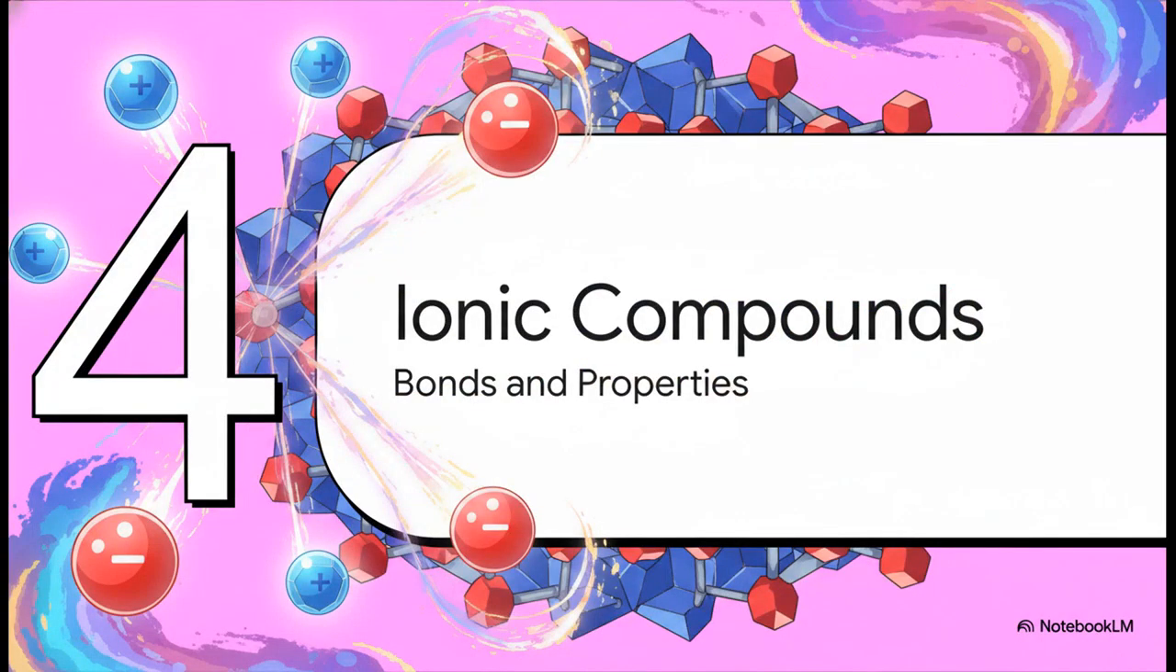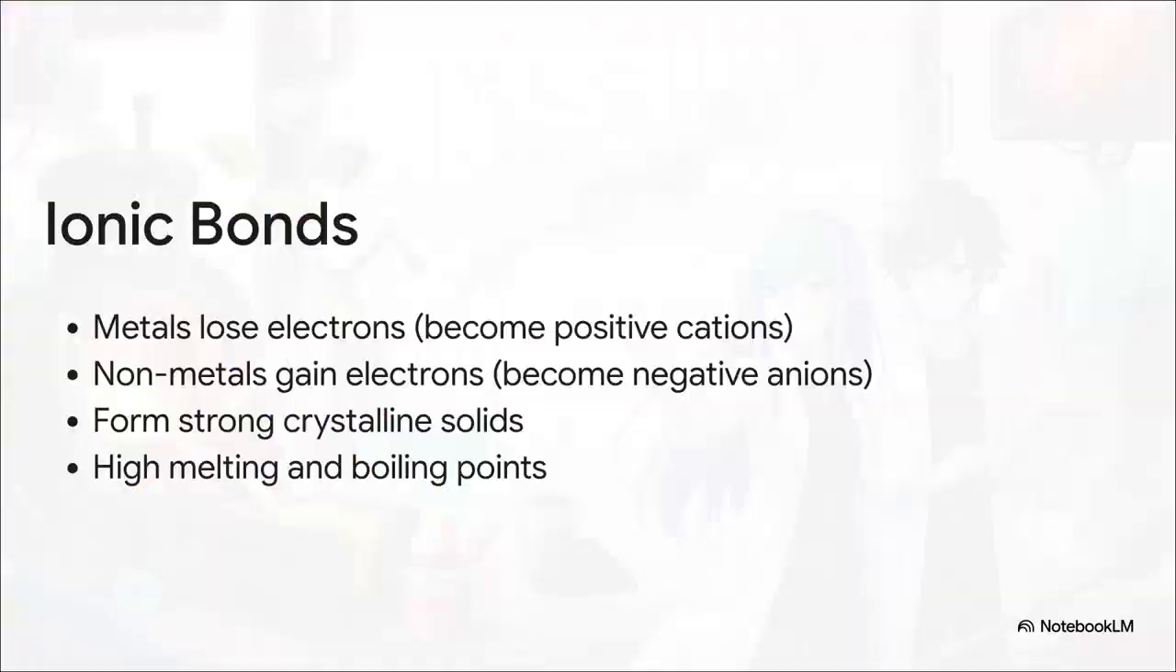Let's slide into Section 4, Ionic Bonds and Compounds. So we've seen how metals and nonmetals differ, but how do they actually resolve their differences and join forces? Well, they do it through ionic bonds. Metals have extra electrons they desperately want to get rid of, so they lose them and become positively charged cations. Nonmetals, on the other hand, need electrons, so they happily snatch them up and become negatively charged anions.